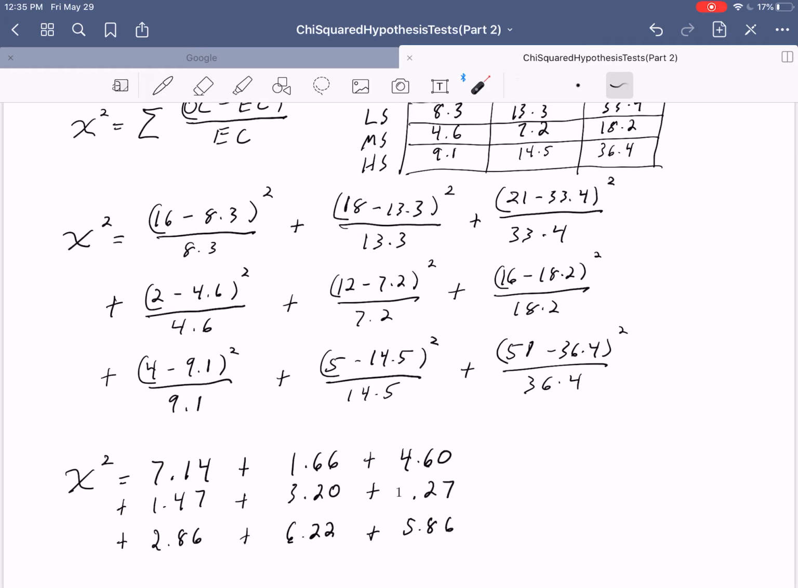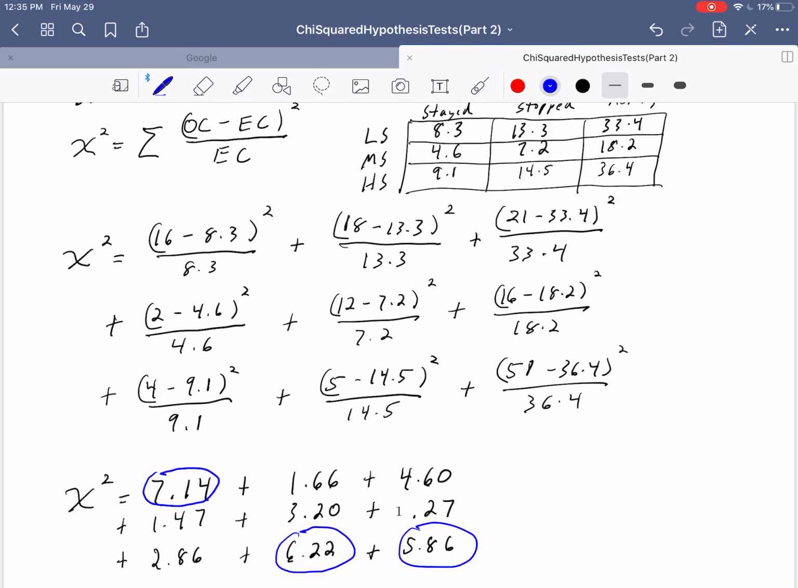You might ask yourself, why do we bother having to write all those out? Well, the largest ones tell us if there is a relationship, where that relationship might be coming from. So we can see that the largest contributing test statistics here are this one right here with that 7.14 and something like the 6.22 and that 5.86. Those are all really large contributing factors.